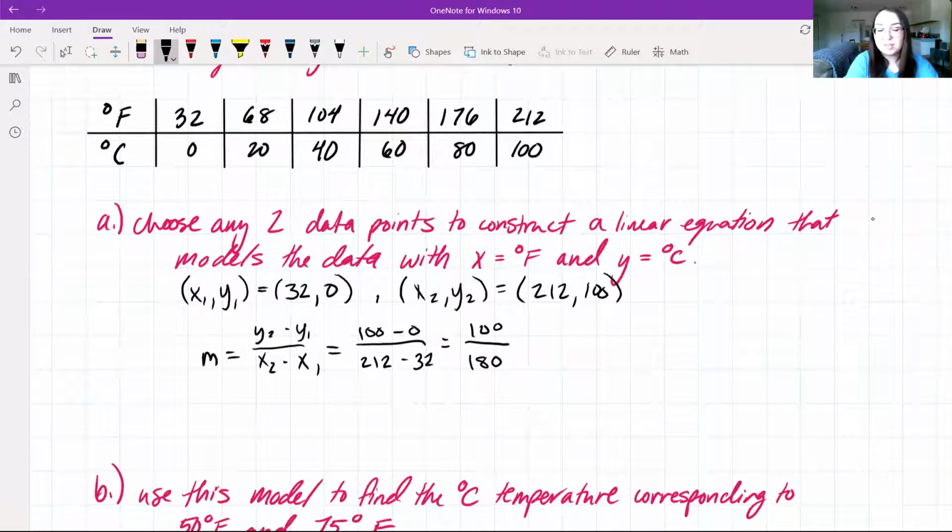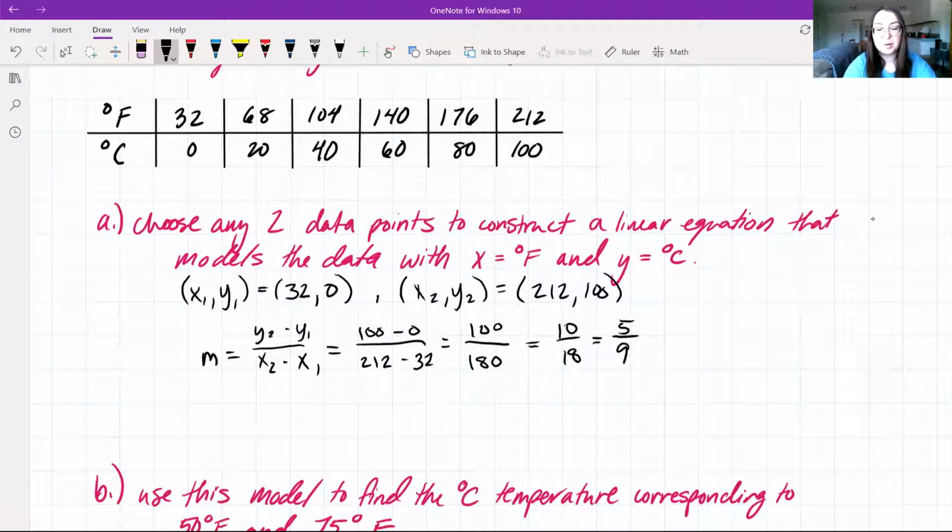We can most definitely simplify this. We'll divide by 10 from the top and the bottom, so we simplify to get 10 over 18. We can definitely simplify this further, so this time we'll divide by 2, and we'll get 5 over 9, which is its simplest form. So now I have that our slope is 5 divided by 9.